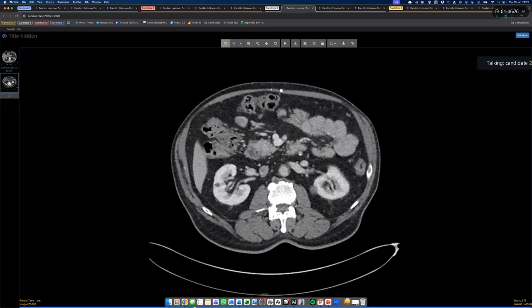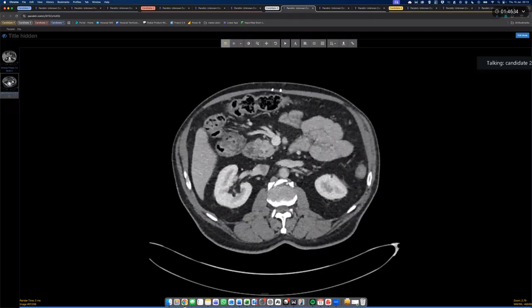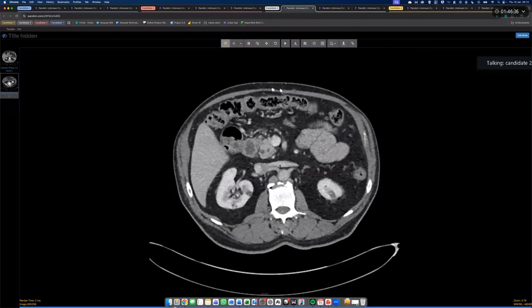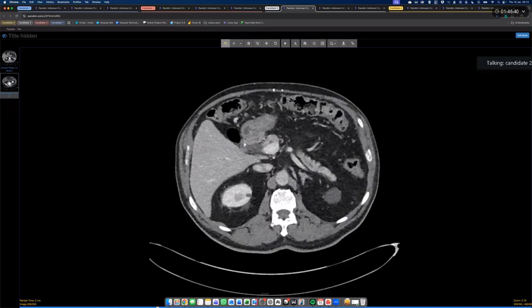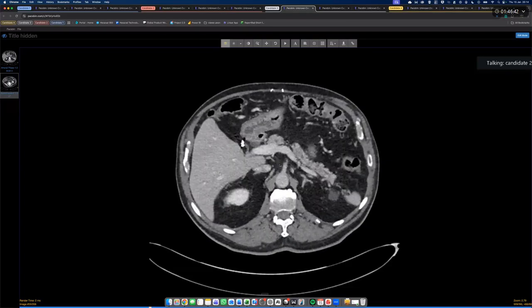Plus, there is another hypoenhancing area in the body and tail region, at the junction of body and tail. It was rather smaller, but it is giving some cutoff to the pancreatic duct, proximal to which the pancreatic duct is dilated again, but it was also causing some disruption. This one. Good. Okay. Right.